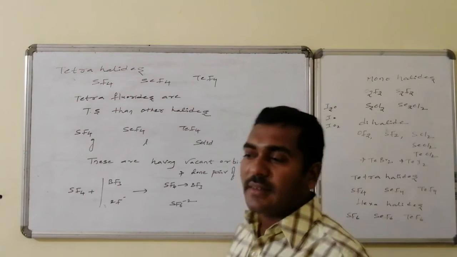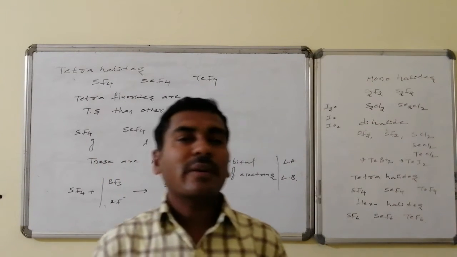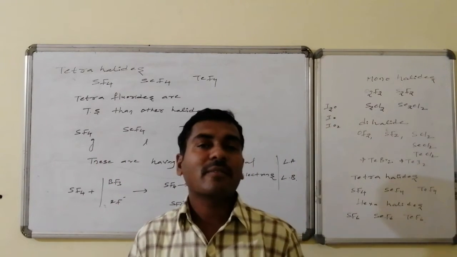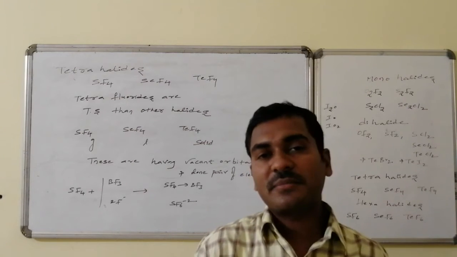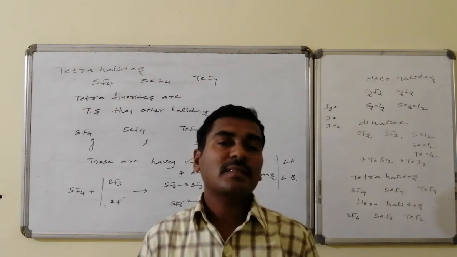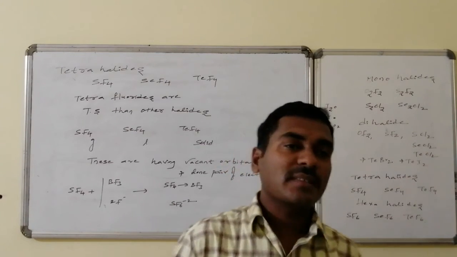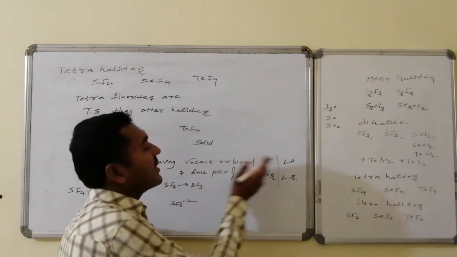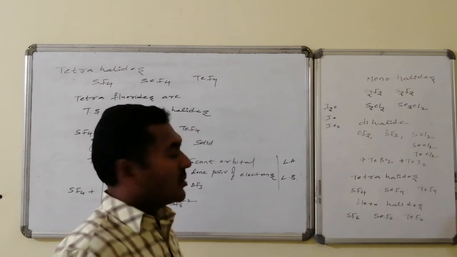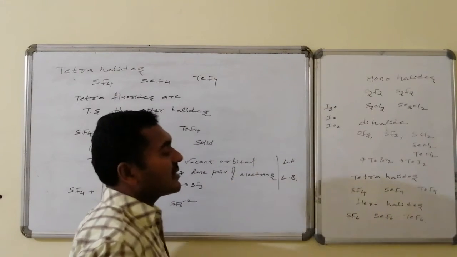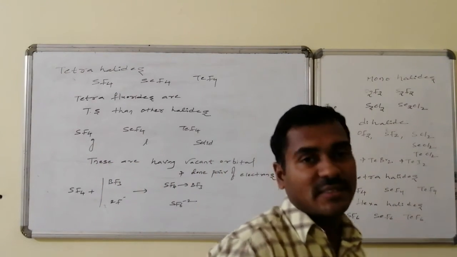These tetrahalides have one lone pair of electrons and also have vacant d orbitals at the central atom. Due to these reasons, they readily act as Lewis acids as well as Lewis bases. Due to having vacant orbitals, they act as Lewis acids. Due to having a lone pair of electrons on the central atom, they act as Lewis bases.